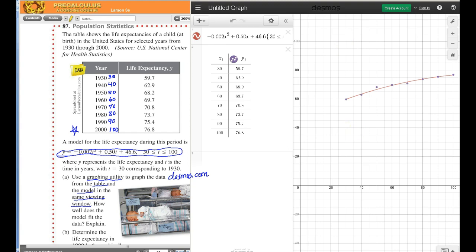Now, if you wanted to see the rest of number 87, if you wanted to see how the rest of these questions were answered, you could go on calcchat.com and look in section 1.2 at problem number 87.